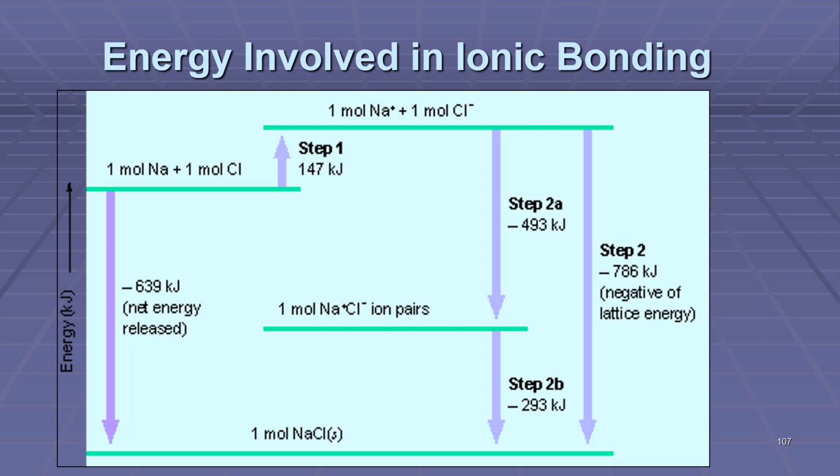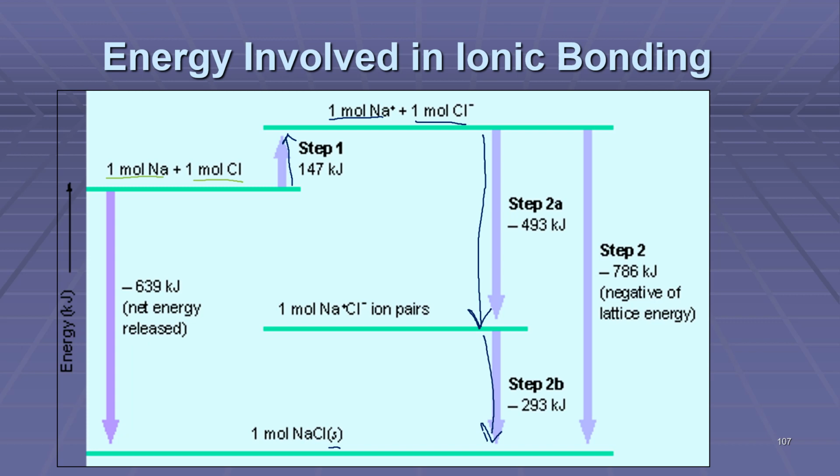So here's all the different steps. If we have 1 mole of gaseous sodium and 1 mole of gaseous chlorine, to take the electron and transfer it over, we have to put 147 kilojoules in. So now we have our ions. As soon as those ions pair up, we release 493 kilojoules. Then, for them to become a solid, we release another 293 kilojoules.